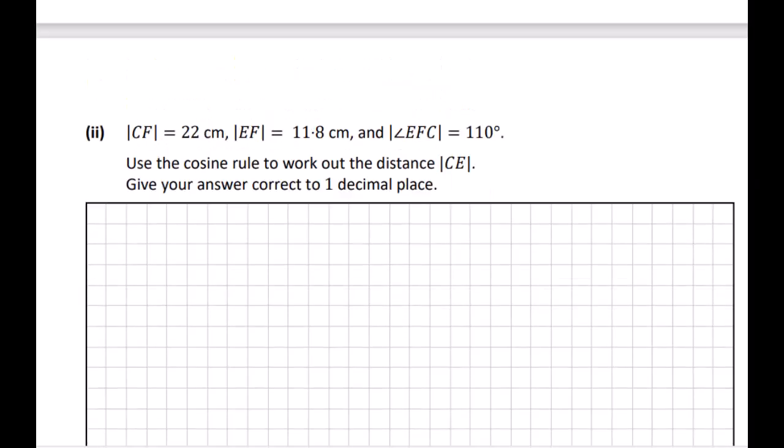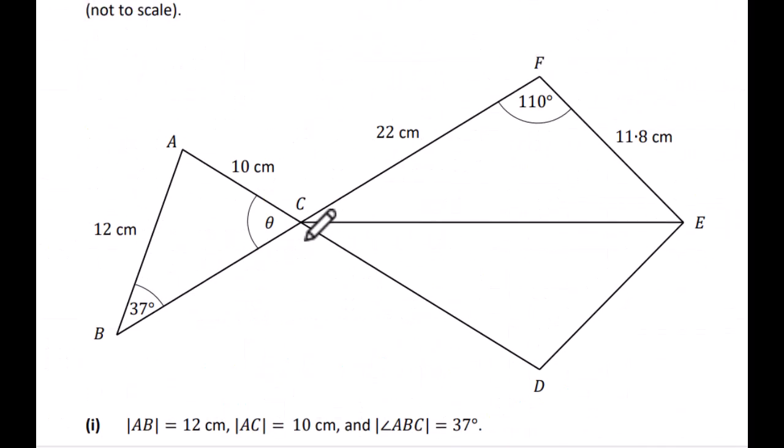So we've got to find the distance CE. So we've got to find the distance from here to here. This time we have two sides and an enclosed angle. When you see that, you can use the cosine rule. So we're going to say this side squared is equal to this side squared plus this side squared minus twice this times this cos this here, 110.